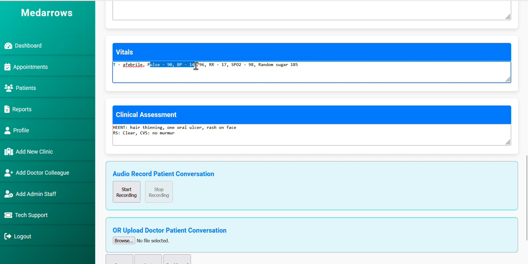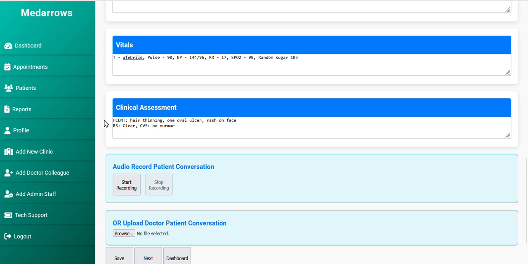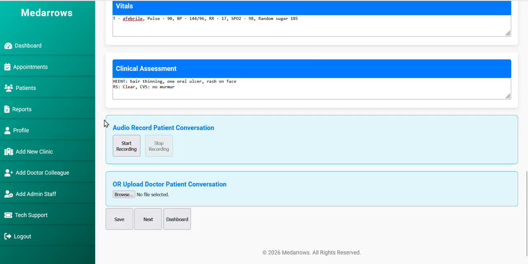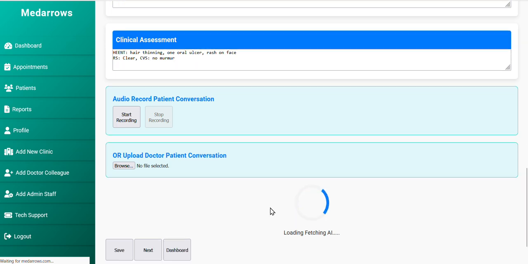Vitals, you can see blood pressure is high, is up. Random blood sugar is 185. Okay, so this patient is a little bit complex. How are we gonna manage? Let's call in the artificial intelligence.